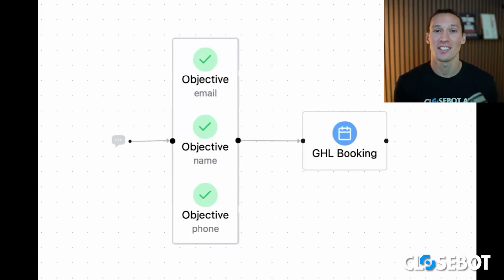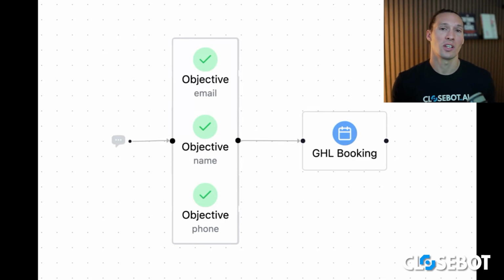But what a lot of people don't know is it can be extremely simple with CloseBot to build very complex bots. Let's take a look. This is an example of a bot that will get someone's name, email, phone number before allowing it to book an appointment. This is really one of the simplest bots, and it's very powerful.